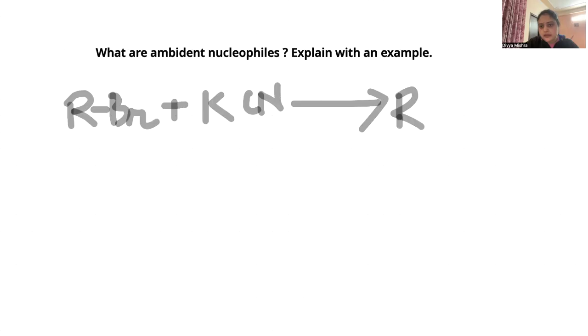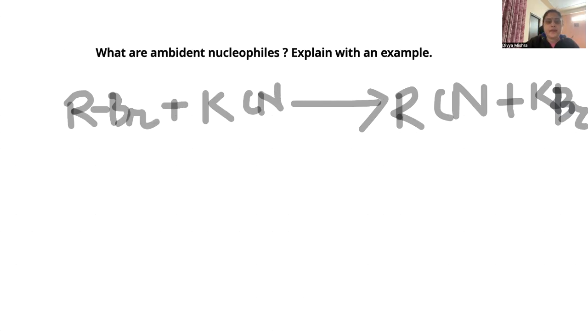RCN plus KBr, right? So this is the ambident nucleophile CN negative, and here the attacking site is the carbon atom. So the product is RCN, or alkyl cyanide.